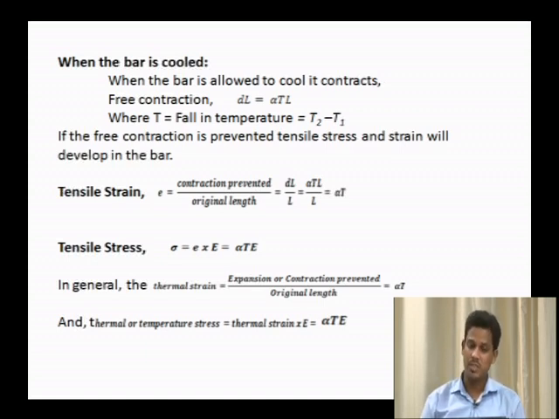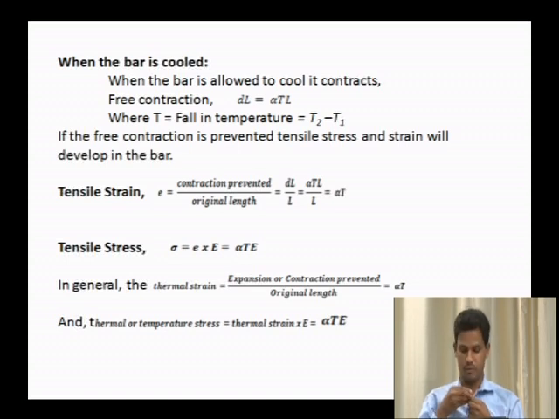Suppose when the bar is cooled, what happens here? T2 minus T1 is a fall in temperature. In the tensile strain case also, it is the same, alpha into TL. While solving problems, it is very important whether you take T1 minus T2 or T2 minus T1. If you take T2 minus T1, it is a tensile strain. If you take T1 minus T2, it is a compressive strain.